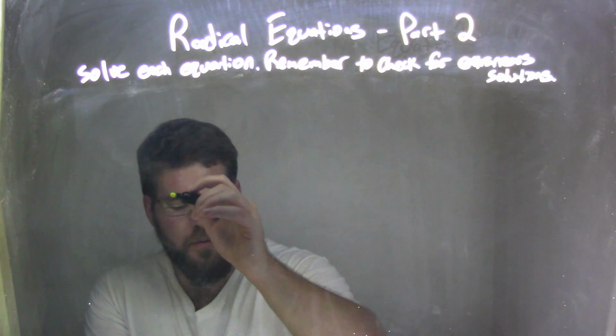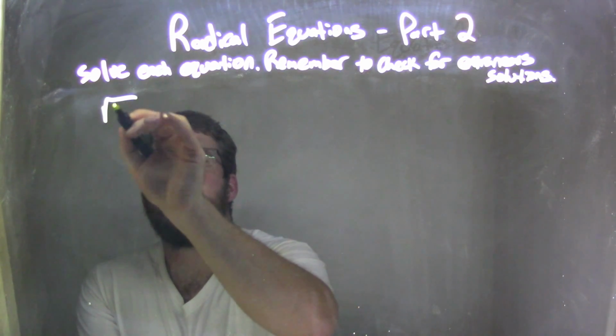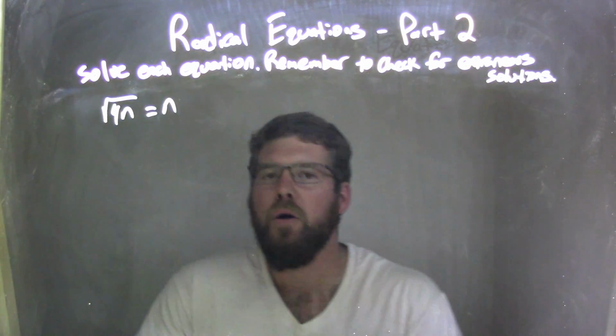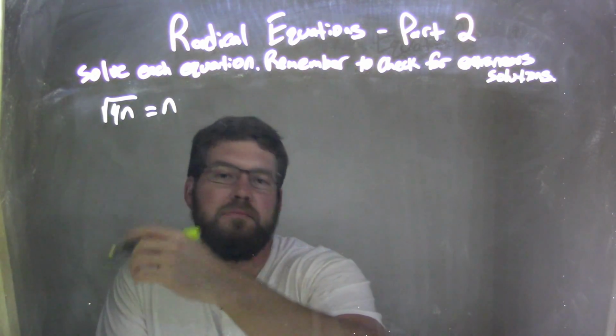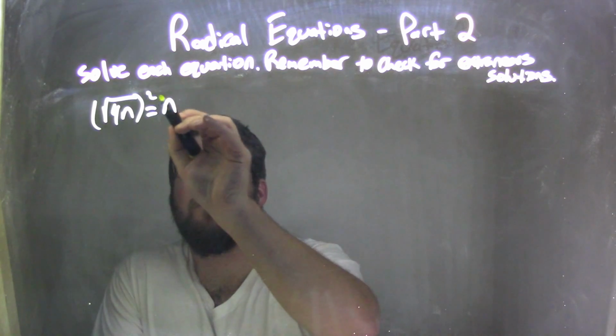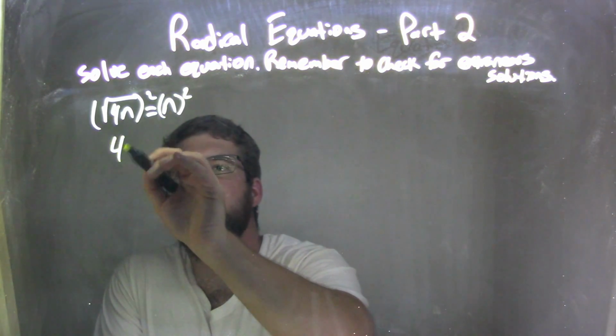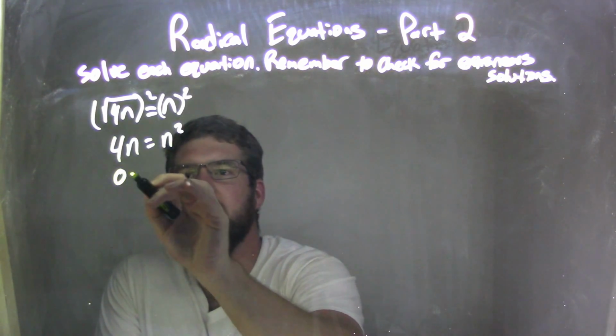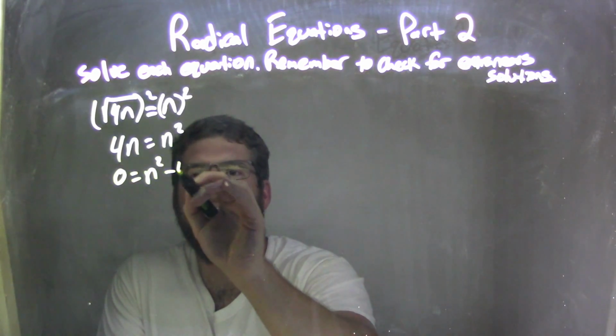So if I was given this equation, the square root of 4n equals n, to solve that, I'm going to square both sides, right? Eliminate that square root. And in doing so, I'm left with 4n equals n squared. Let's bring everything over to one side. So we have 0 equals n squared minus 4n.